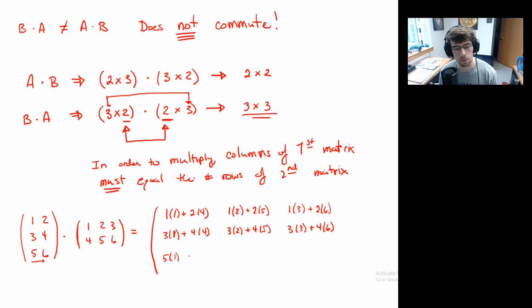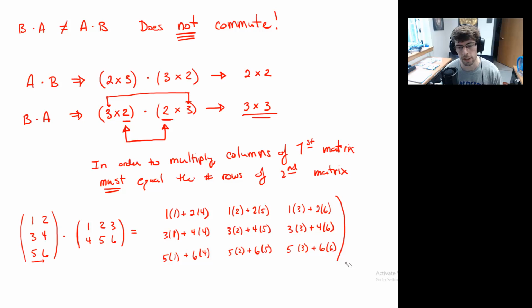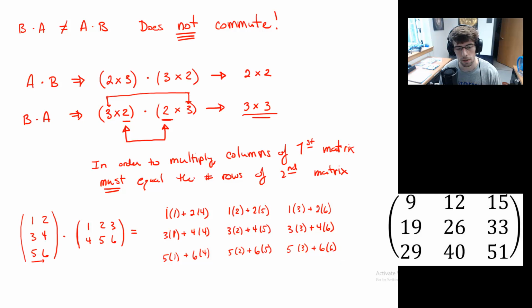So I have 5 times 1 plus 6 times 4. 5 times 2 plus 6 times 5. 5 times 3 plus 6 times 6. And there we have it. We have our resultant matrix, a 3 by 3 matrix. And of course, if you want, you can simplify this whole rigmarole. I don't know if that's necessary, but we'll do it real fast just for completeness. Boom. There's our final answer.